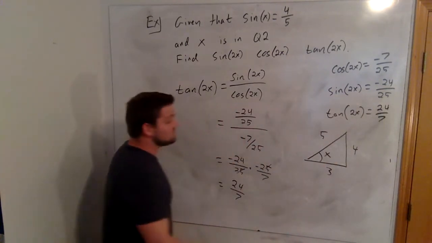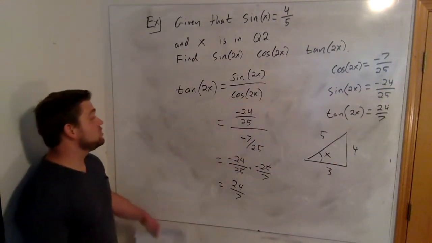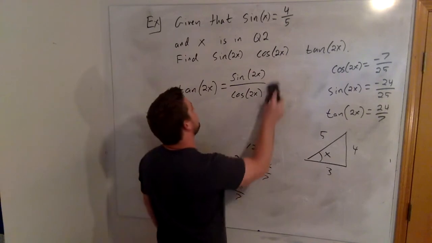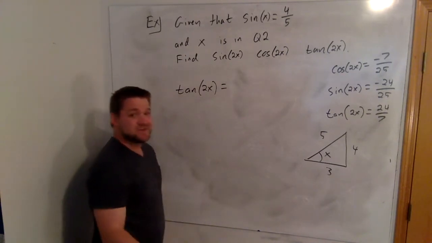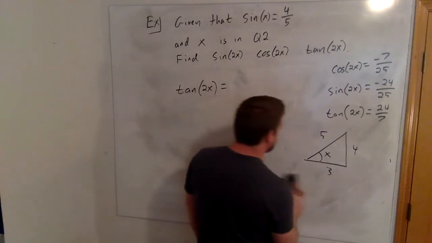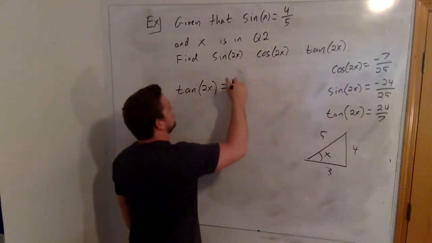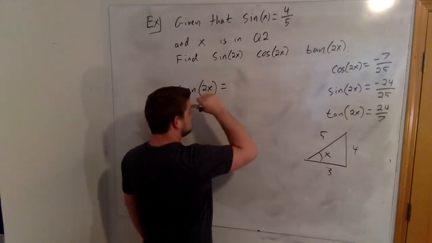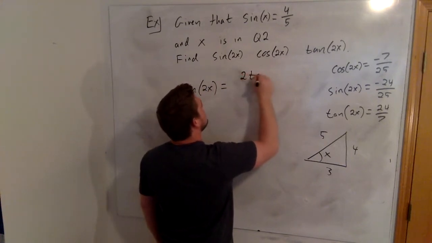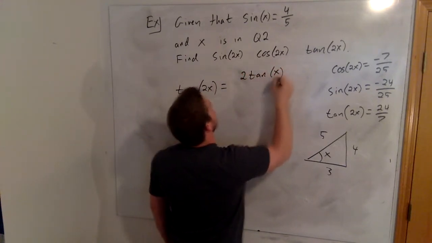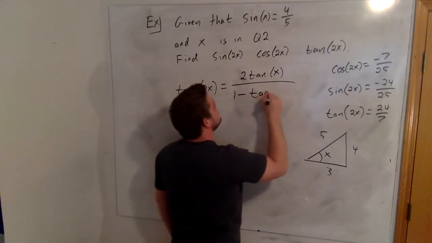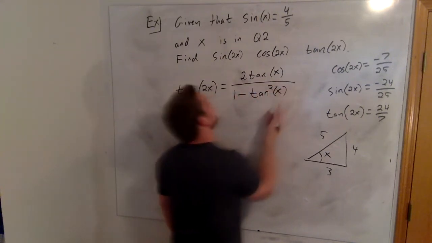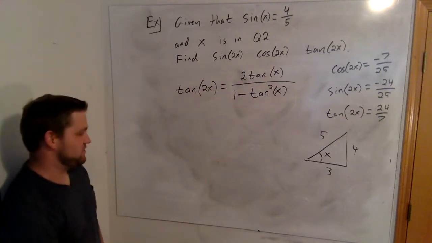I think this is the easiest way to do this problem, but again, you could always just use the double angle formula for tangent. If you forget what it is, use your trusty textbook, look in the back. I think it's 2 times the tangent of x over 1 minus tan squared of x. The only reason I know this is because I just wrote it on the board. Let's just use the formula and verify we get the same answer.